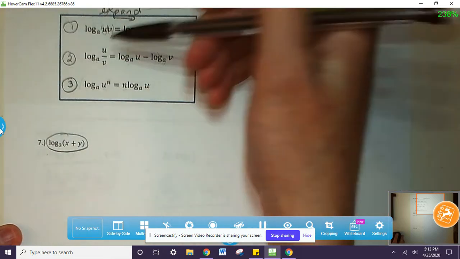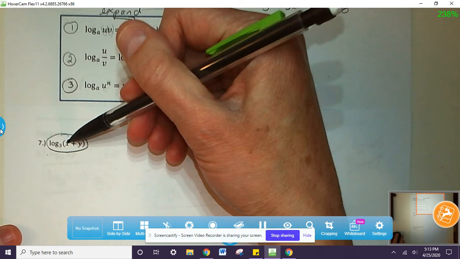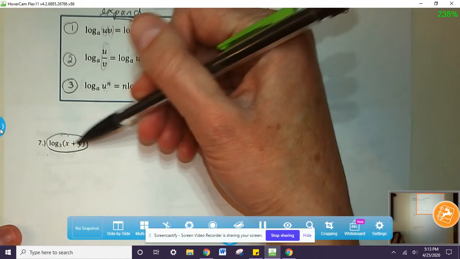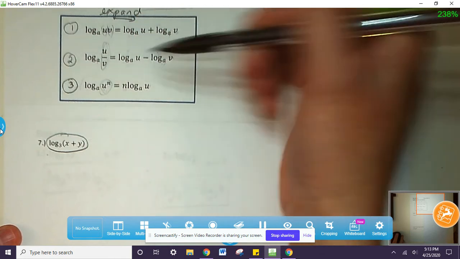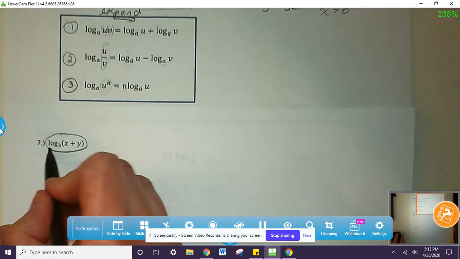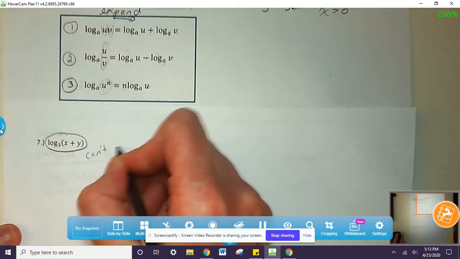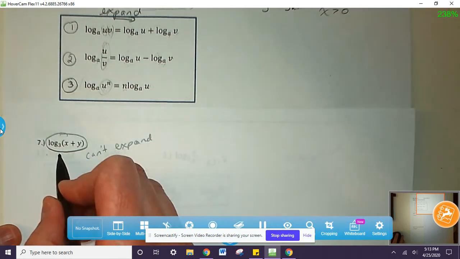Okay, so when you look inside, you don't have a product. You don't have multiplication. You have x plus y, not times. You don't have division. You have x plus y, not x divided by y or x over y. And you don't have an exponent. So when you have a log of a sum or a log of a difference, you can't expand it. We don't have a rule for that. You can write down those words if you want. We don't have a rule for this.